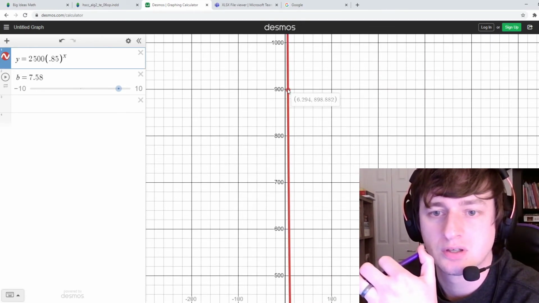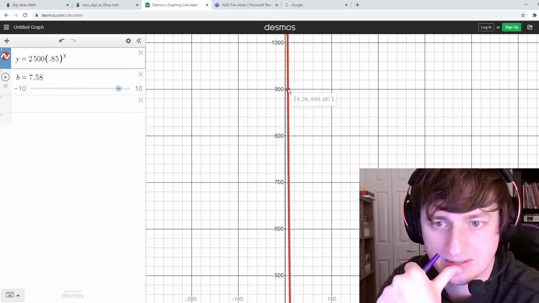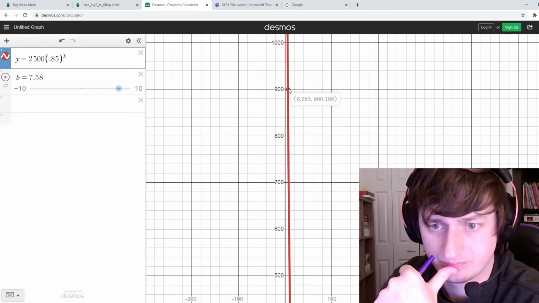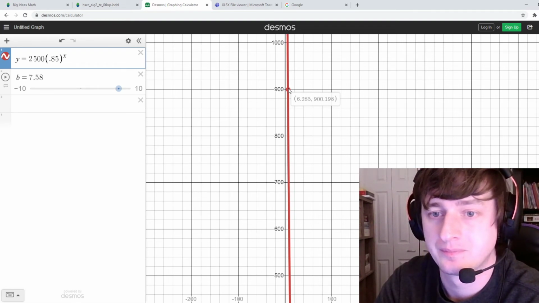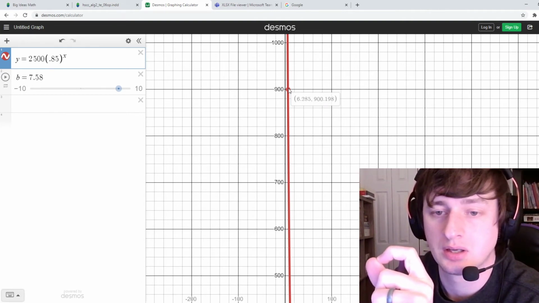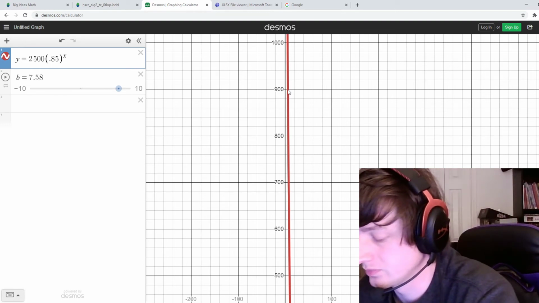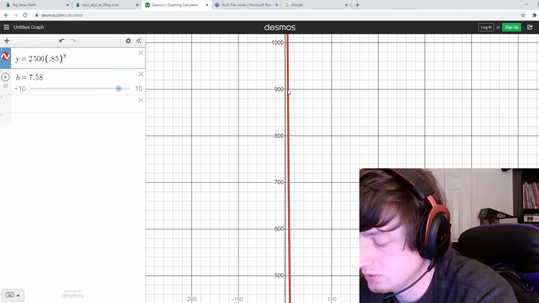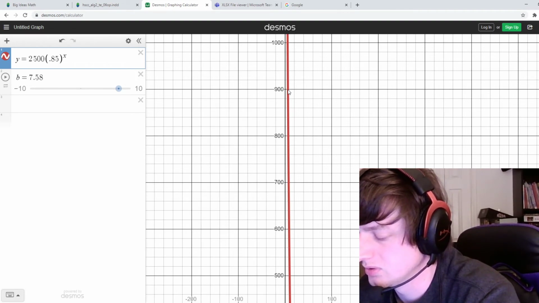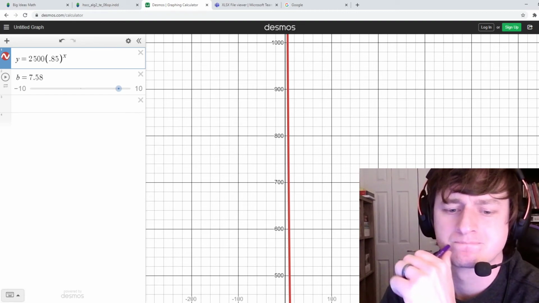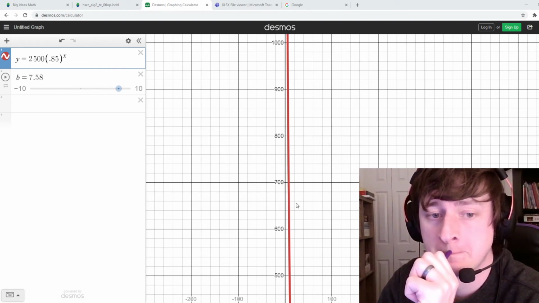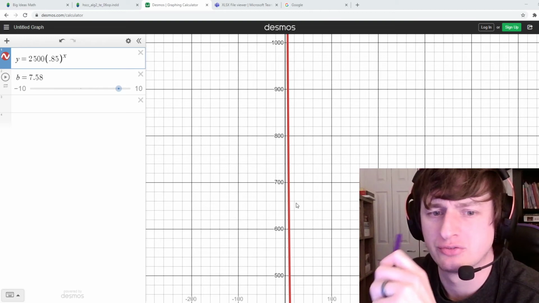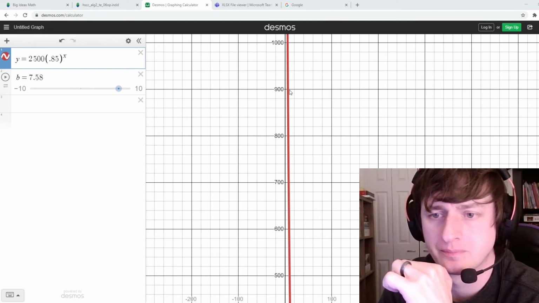But we want to know, when is it going to be 900? And we're not going to get exact, because we're just looking at the graph. But it's pretty close to 6.285 years. See, the y value there is 900, and the x value is 6.285. So after 6.285 years, which is like 2 years and 4 months, pretty close to a third. 3 months would be 0.25, quarter. So, yeah. So right here.